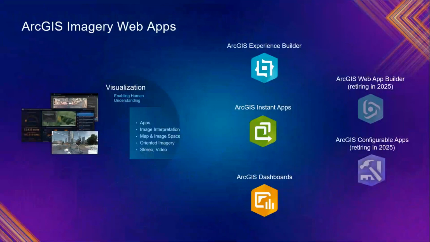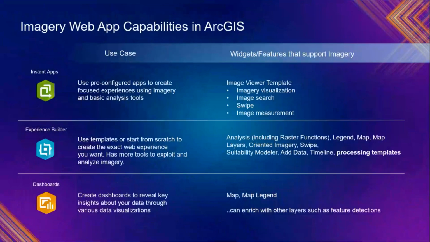Instant apps are even simpler applications that are pre-created for doing different things within the GIS, and there are some instant apps specifically for imagery. And then dashboards is another way of very often taking the results, very often from deep learning, and representing them as a dashboard within your organization, so executives can very quickly understand what is going on.